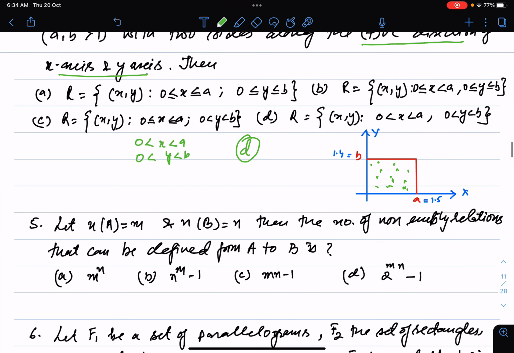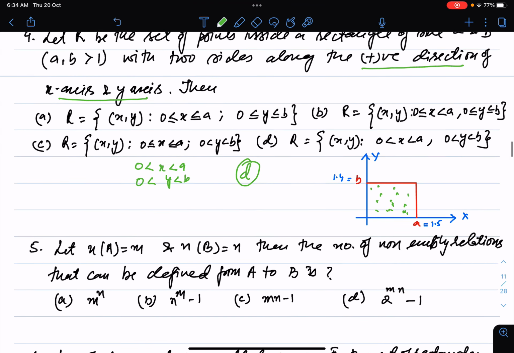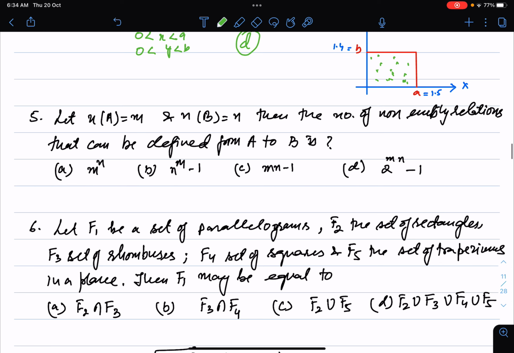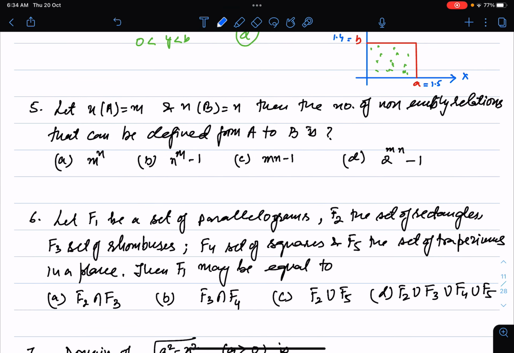And now let's switch to question number 5. Question number 5 says NA is the number of elements in set A, M, and the number of elements in set B is N. NB means the number of elements in set B. Then the number of non-empty relations that can be defined from A to B is.